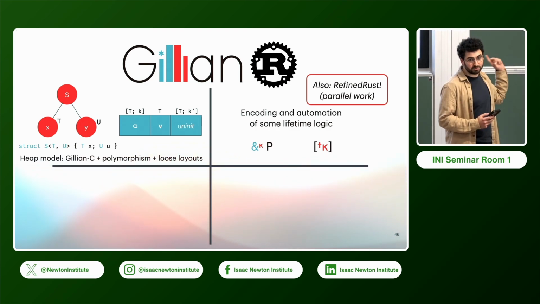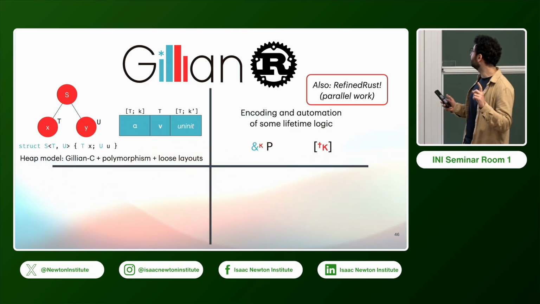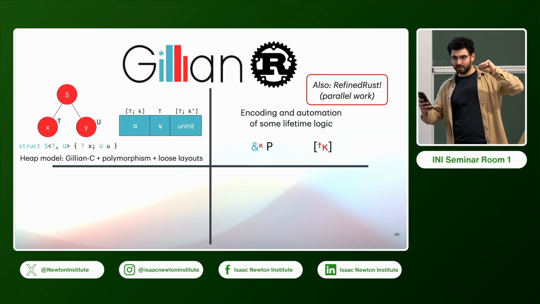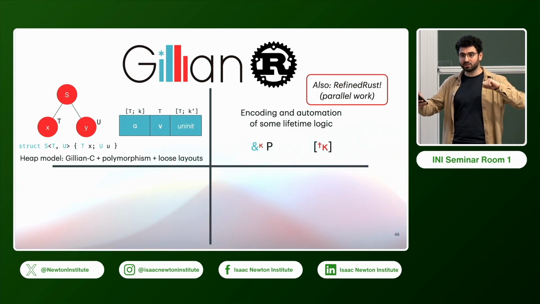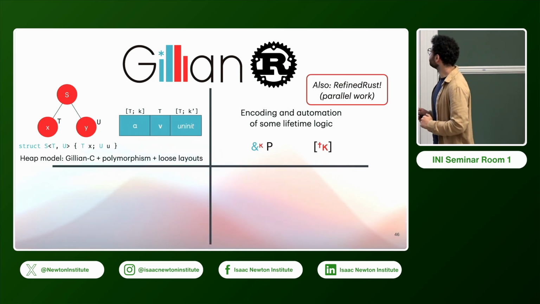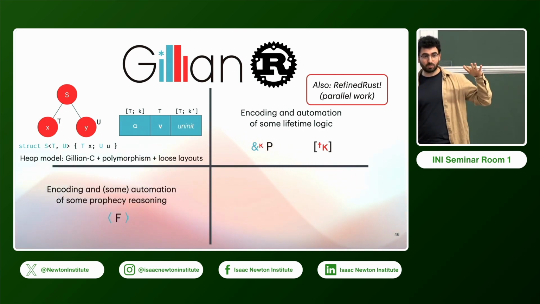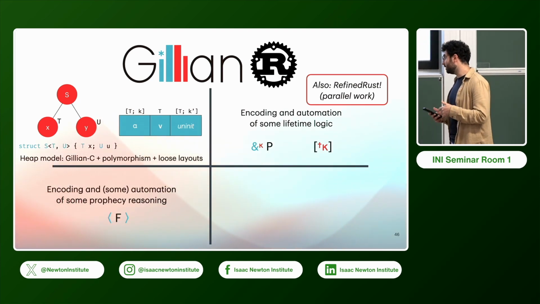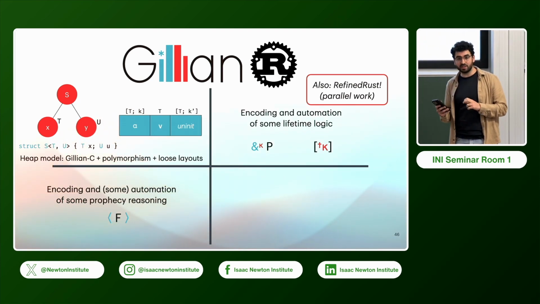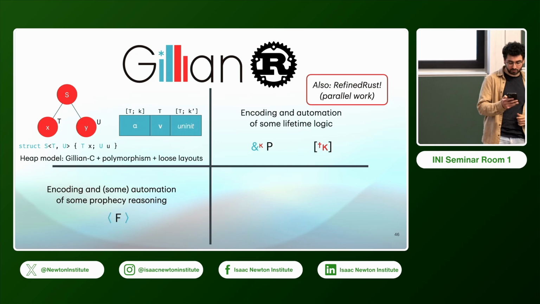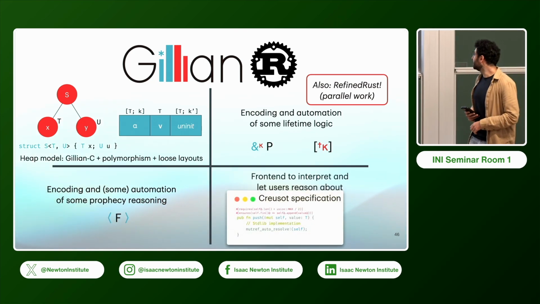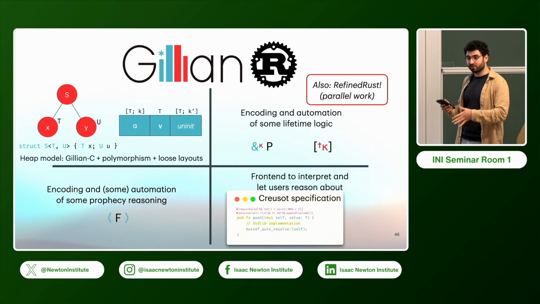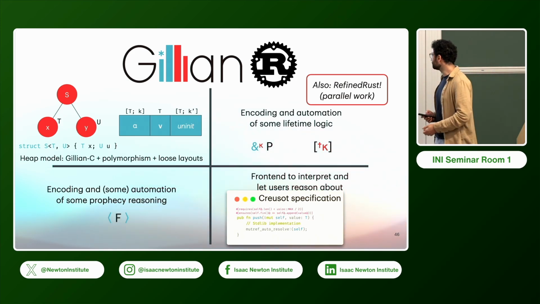And actually, if you look at the RefinedRust paper that came out, so it was parallel work, but they actually went and modified RustBelt to improve the meta theory for automation, and it's actually pretty impressive. But we did not do that. We just stayed at the RustBelt's old version. We also have some automation and encoding of prophecy reasoning that is necessary to reason about Creusot specification. We'll talk about this in a second. And a front end to interpret and reason about the Creusot specification.